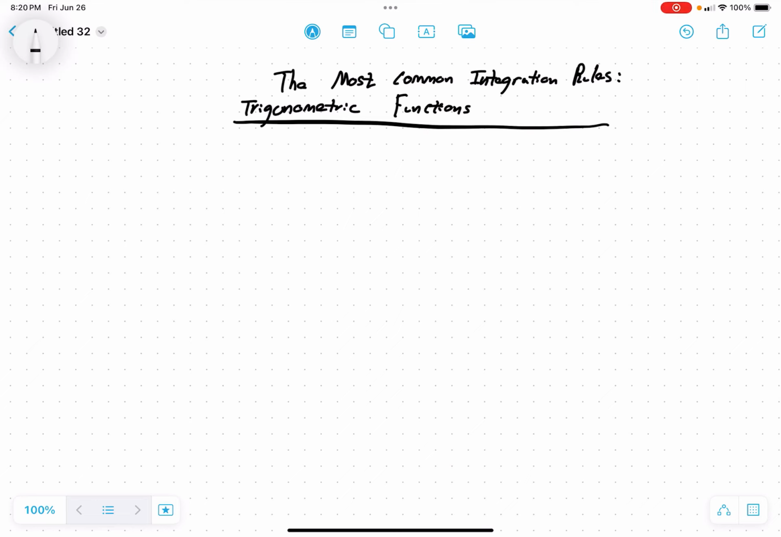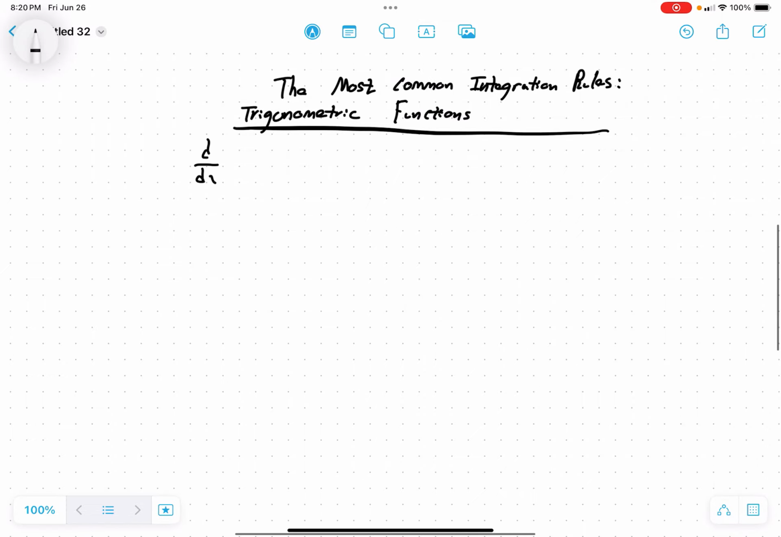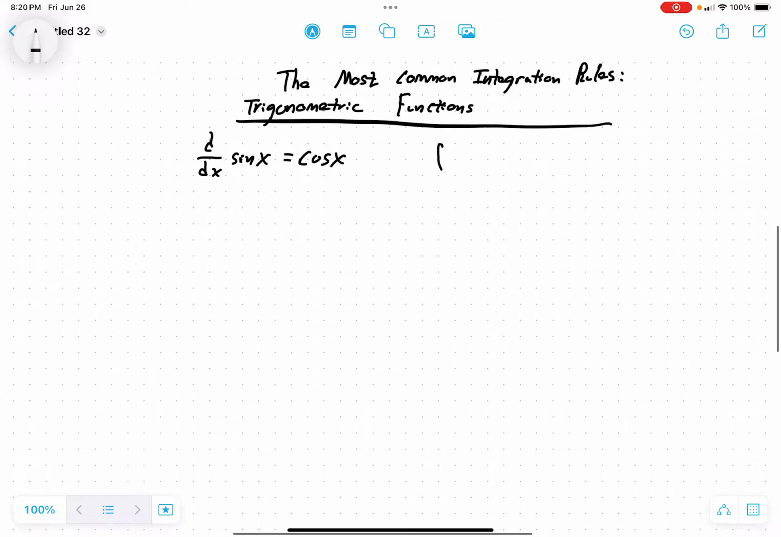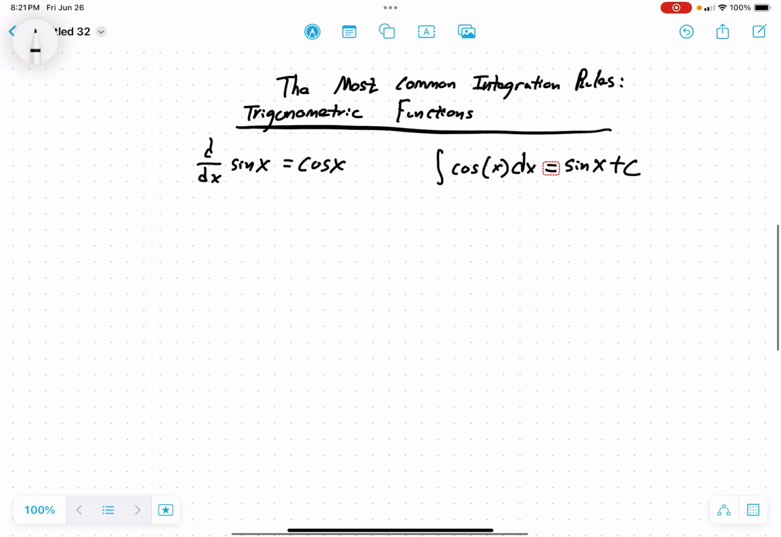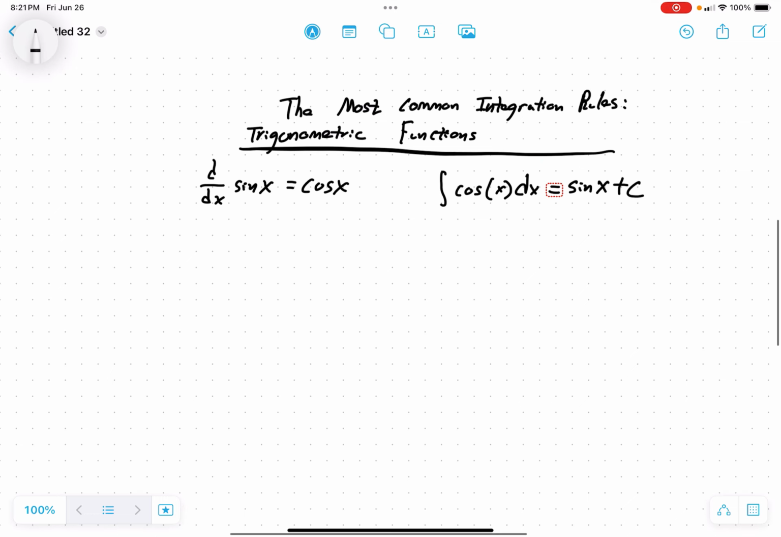Hi guys, today we will be talking about the most common integration rules, and we will be specifically focusing on trigonometric functions. Now, if we recall what we know about derivatives, we know that d/dx of sine x equals cos x. And therefore I can write the following statement. The integral of cos x dx equals sine x plus c. Okay? And that's our first integral that we need to know.